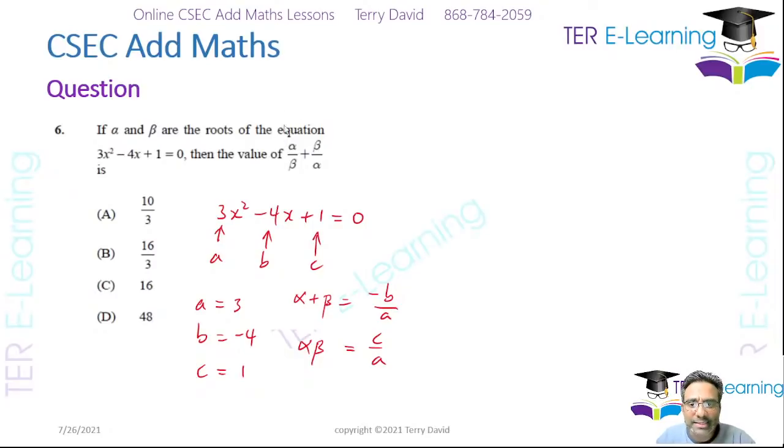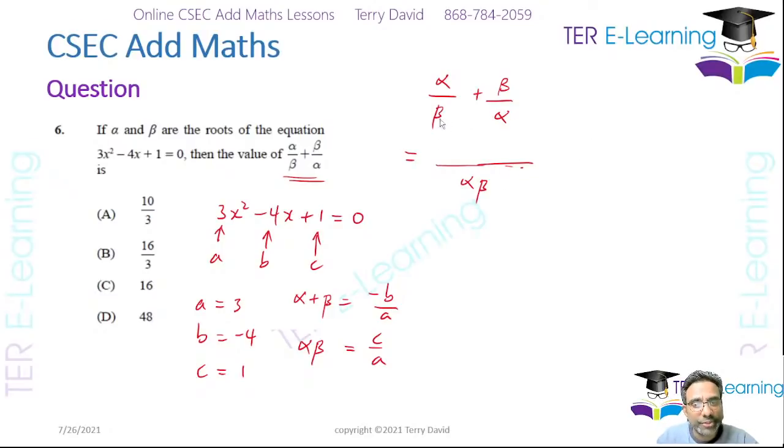Now, the question says, figure out this value here based on the information they've given to us. This is a very tricky question, right? So alpha over beta plus beta over alpha. We're adding two fractions here. So the first thing we need to do is find our LCM. Since you have beta and alpha, I'm just going to write it as alpha beta. You can write the beta first if you want, that's fine.